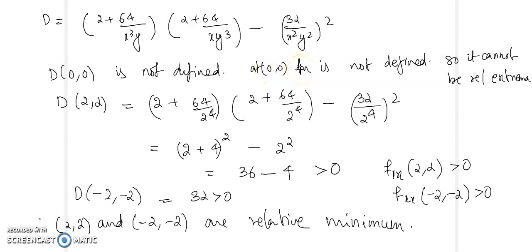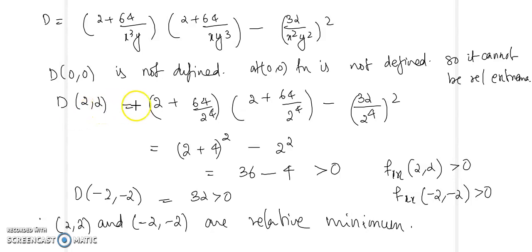So at (0, 0), your function is not defined, so it cannot be a relative extrema. So (0, 0) is not a relative extrema because the function is not defined at that point. Now next, at (2, 2).